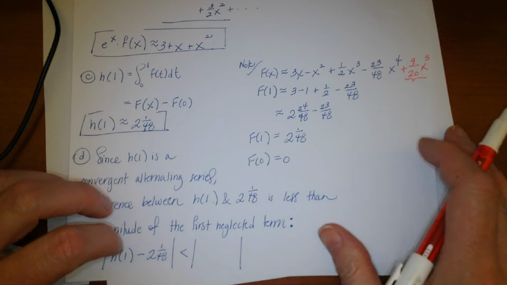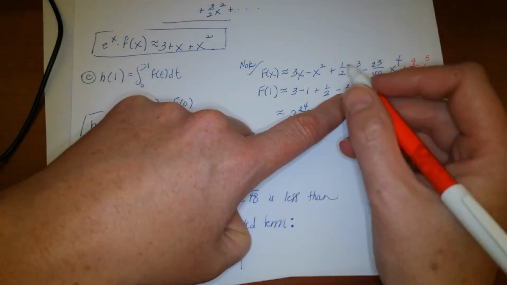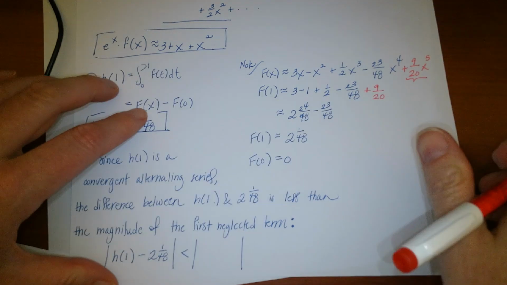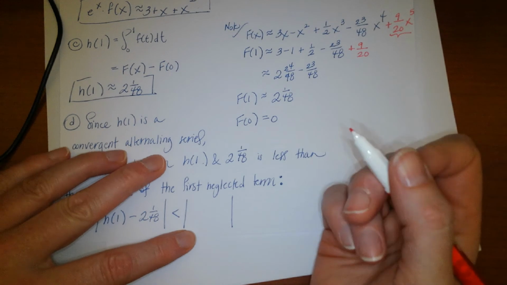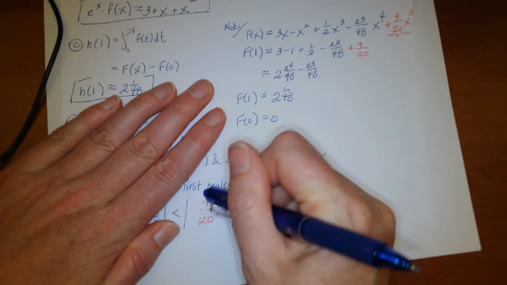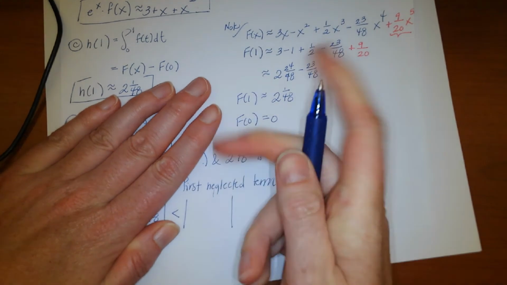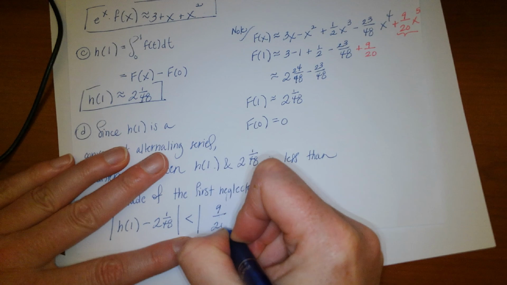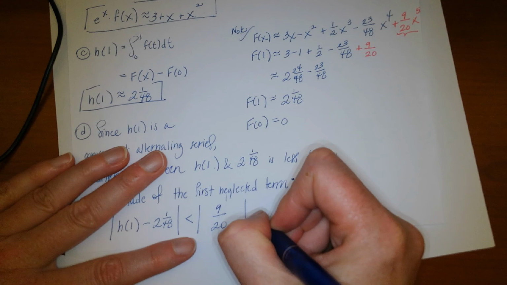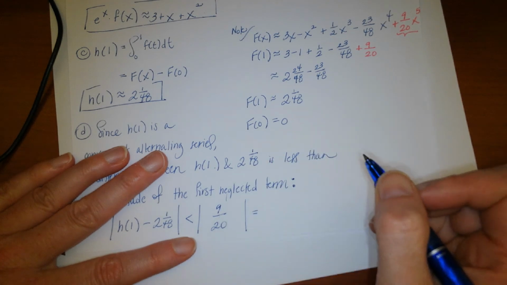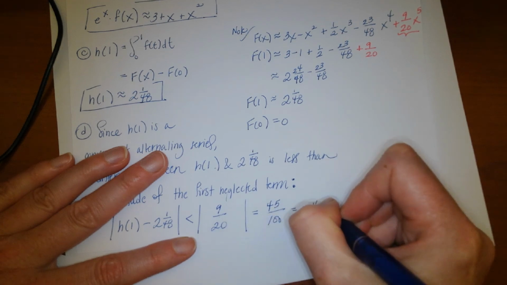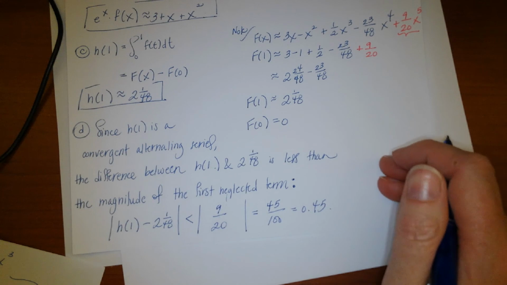And then when you plugged 1 into it, your first neglected term would have been 9/20ths. Hopefully that makes sense. So that's what would go here. I guess I should put in blue, because I was just putting the stuff in red to show how I figured it out, but I don't want it to really change my work. And then you've got 9 over 20, which is the same as 45 over 100, which is equal to 0.45. There we go. That's that.